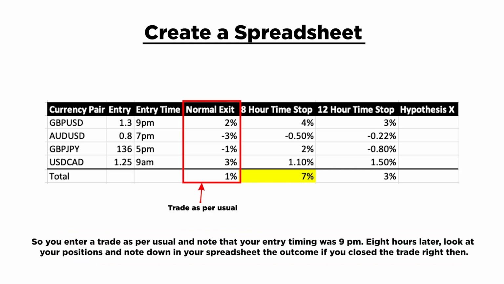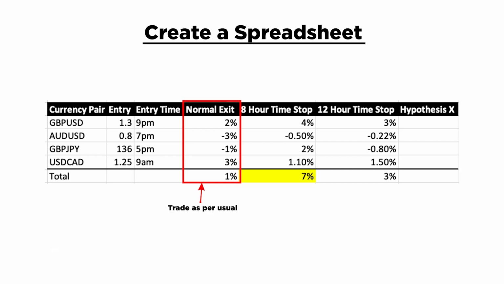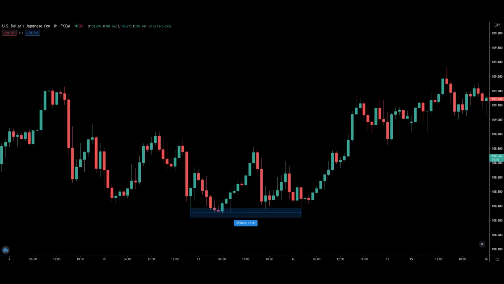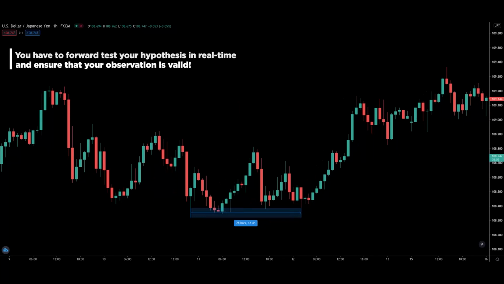So you enter a trade as per usual and note that your entry timing was 9 p.m. 8 hours later, look at your positions and note down in your spreadsheet the outcome if you close the trade right then. And another 4 hours later, you can do the same thing. Do this for a series of 50 trades and collate your results. With that result, you will know if your hypothesis is correct and whether implementing a time stop helps your bottom line. So again, I will reiterate once again that you have to validate your hypothesis with a live test.